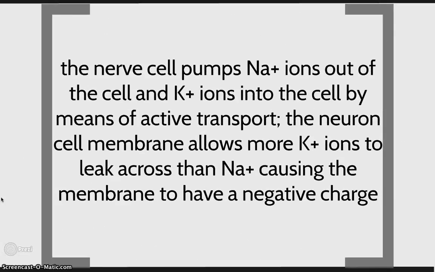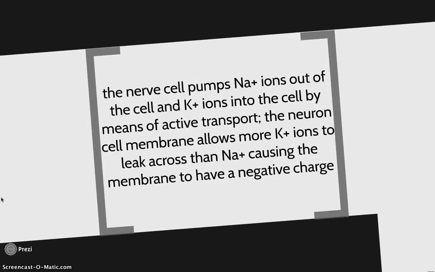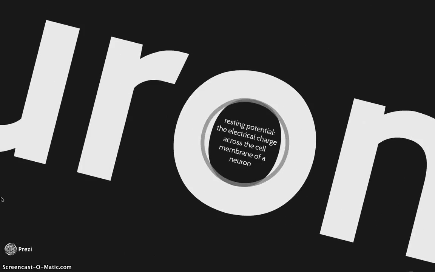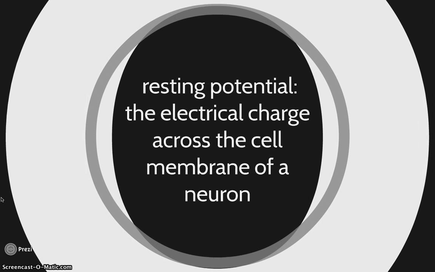The nerve cell pumps Na ions out of the cell and K ions into the cell by means of active transport. The neuron cell membrane allows more K ions to leak across than Na, causing the membrane to have a negative charge. Resting potential is the electrical charge across the cell membrane of a neuron.